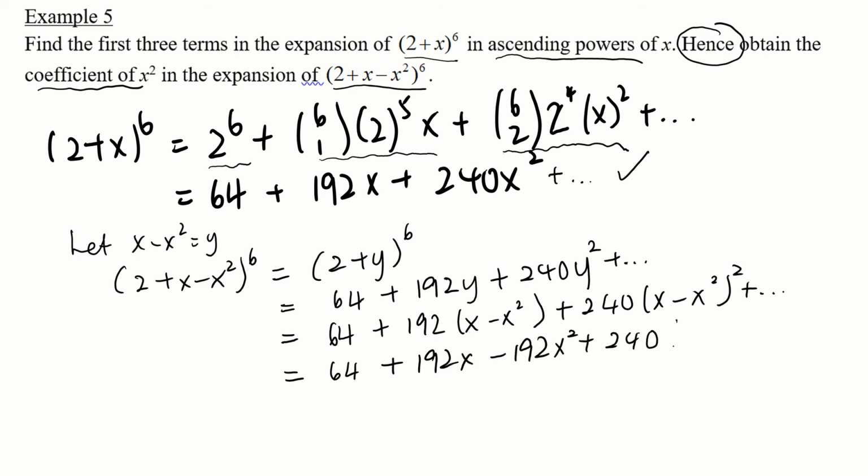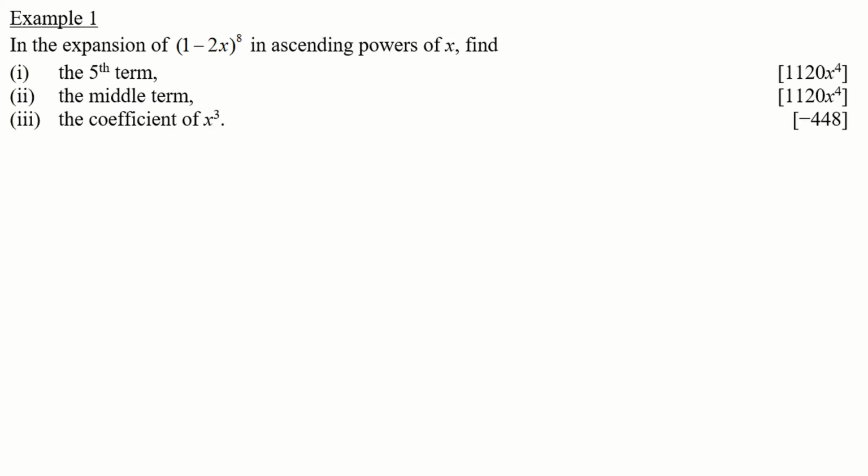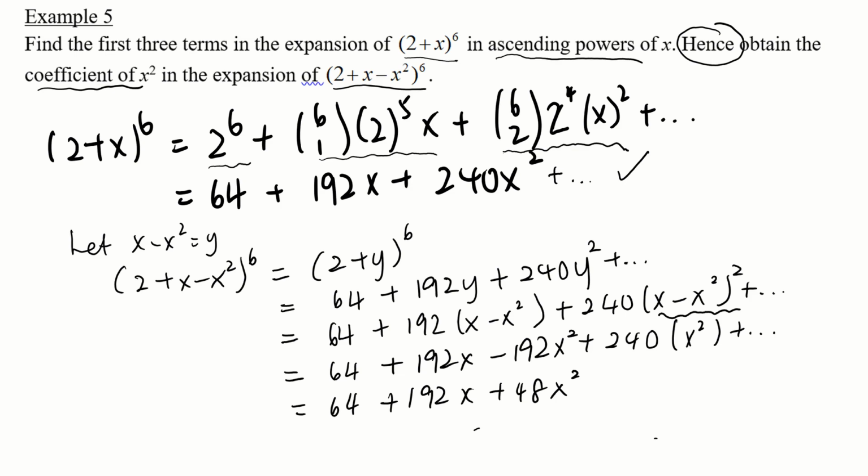Now in this expansion, there will be three terms, and the degree of this expression will be 2. So therefore, I just need the first term. And then from here, I simplify. This is −192x² + 240x², and that gives me 48x². So with that, I can now answer the question. Coefficient of x² is simply 48.